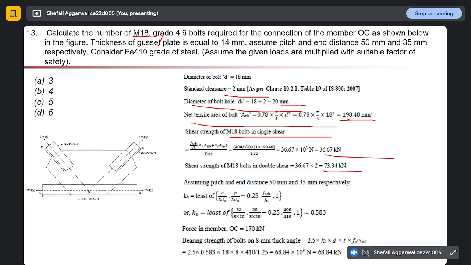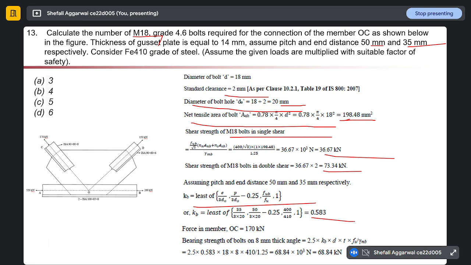So what is given to us? Pitch is given as 50 mm and edge distance as 35 mm. So k_b will be the least of e upon 3d_0, p upon 3d_0 minus 0.25, f_ub upon f_u, and 1. All these formulas we have already studied, before tension member itself. So k_b is given using all these formulas; we have to take the minimum of all these four things. So k_b is 0.583.